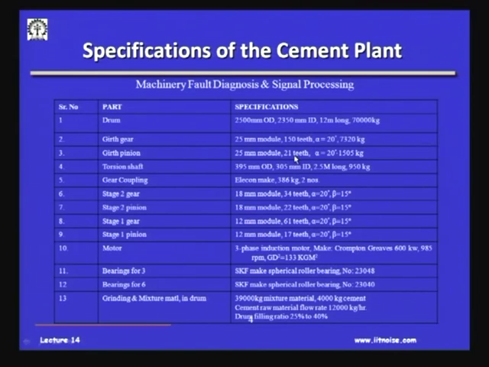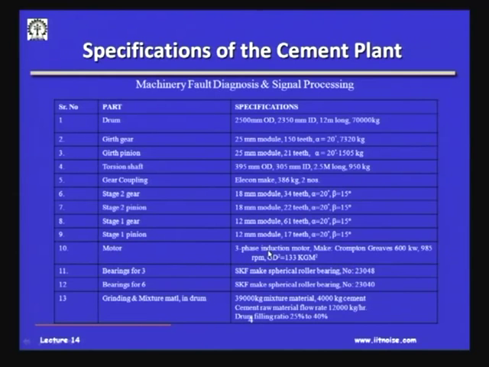Okay. And then there is a speed reduction from 21 teeth to 150 teeth. The torsion shaft has an ID of 395 OD. There are a couple of gear couplings. And in these gearboxes, there is a pinion, gear, and all these different modules are there. And the number of teeth are also mentioned here. If you can read that, 17 teeth in the gear stage 1 pinion, 61 teeth in the stage 1 gear, 22 in the stage 2 pinion, 34 teeth in the stage 2 gear. And then you can work it out.